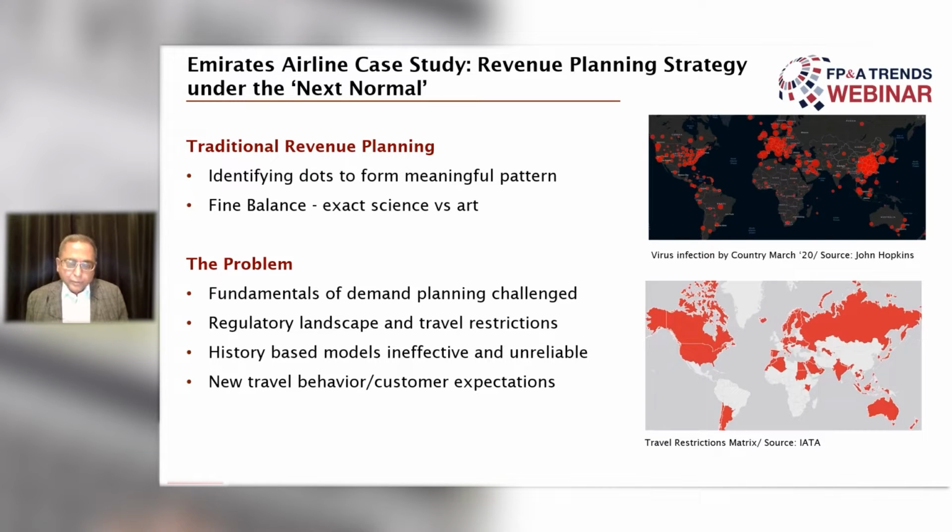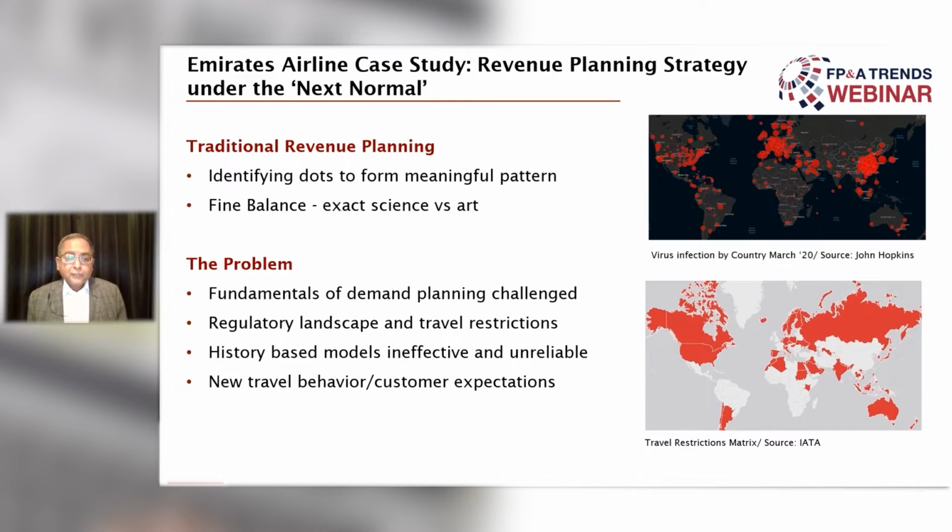Now, traditional revenue planning was challenged by the pandemic over the last 1 year. It completely upset the fundamentals of traditional revenue planning. The demand planning had changed completely in the last 1 year. That's because of a few interdependent conditions, like the regulatory landscape imposed by various countries on travel restrictions and all other associated conditions. Therefore, the history-based models were rendered ineffective or completely unreliable.